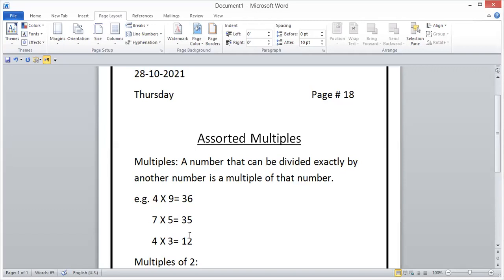And 10 is not a multiple of 3, because in the table of 3 there is no 10. 10 cannot be exactly divided by 3. 10 is not a multiple of 4, 6, 7, 8, or 9. So in order to find out whether a number is a multiple of a given number or not, you can just check whether it is exactly divisible by that number. If it is exactly divisible by another number, that means it is a multiple of that number. Otherwise, it is not. Am I clear, guys?